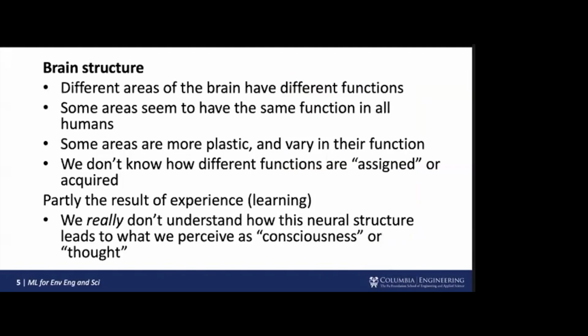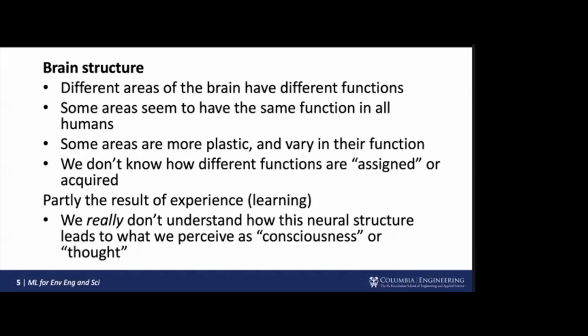Okay, so the brain is not uniform. Different areas of the brain perform different functions, of course, but some regions appear to have similar roles across most humans. Other regions are more plastic, meaning the function can change with experience. We still don't really know how specific functions are assigned to different parts of the brain or how those roles developed over time. Learning and experience clearly play a role, but the full mechanism is not understood yet.